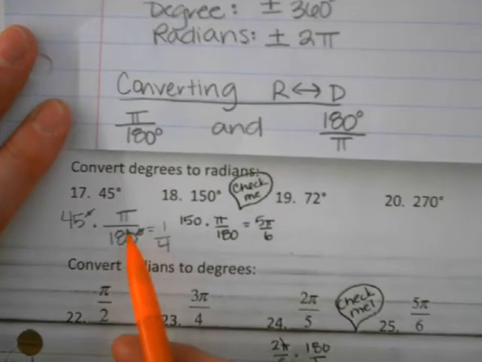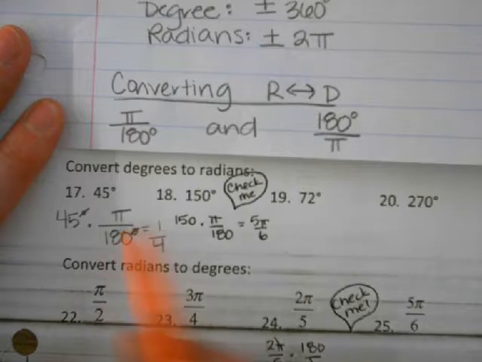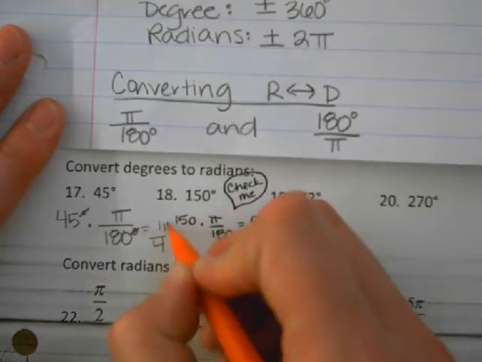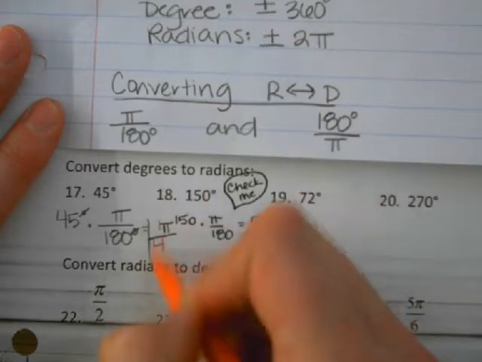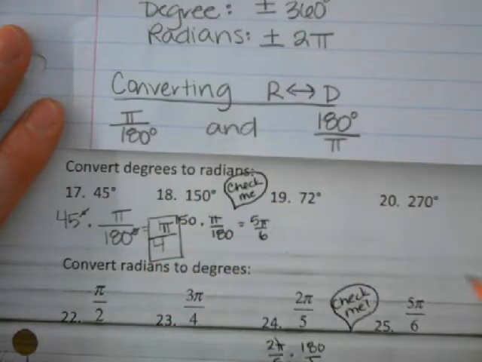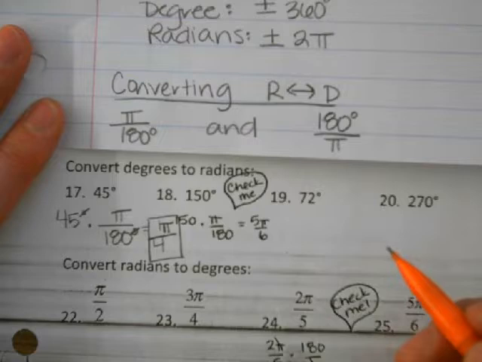Now, I did not type the pi in, so that means I have to take my fraction right here. I have to stick a pi on the top, because I did not type it in. So that's the answer. You can write 1 pi over 4, or you can just say pi over 4.